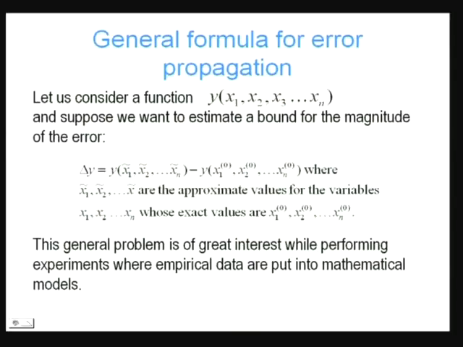Given that we have the approximate values of x1 through xn, which is x1 tilde through xn tilde, we want to find what would be the error in y due to the error in x. This general problem is of great interest while performing experiments where empirical data are put into mathematical models. For instance, the independent variables in my experiments are x1 through xn. I do that experiment and I find the values x1 tilde, x2 tilde, xn tilde. Because of some experimental errors, these are not the exact values, which are actually x10, x20 and xn0. But given x1 tilde up to xn tilde, I want to find what is the error in y due to my experimental error.